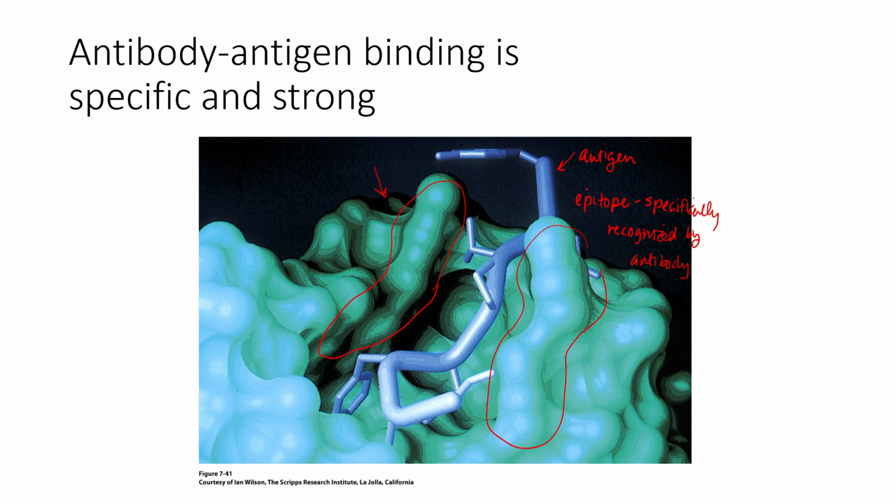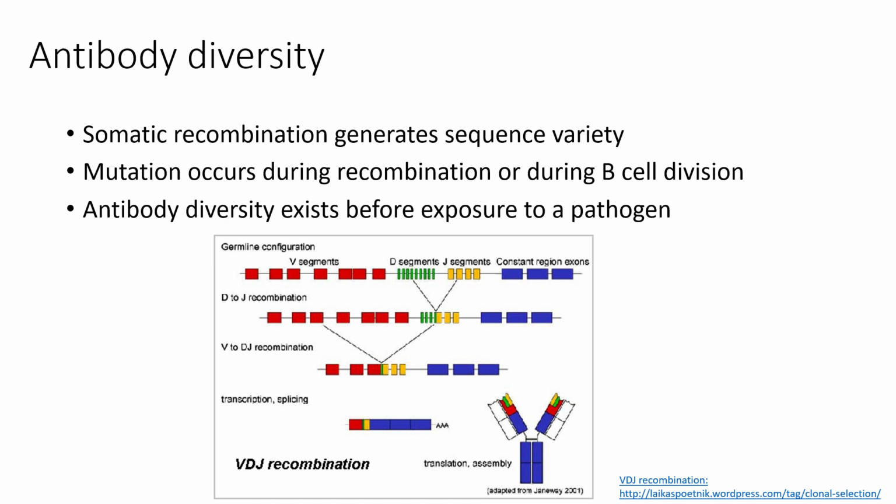So hopefully that makes sense. An epitope is a small piece of an antigen that is recognized by the antibody. And we'll see another example of that in a little bit. So first of all, let's talk about how we are able to generate this massive diversity of antibodies.